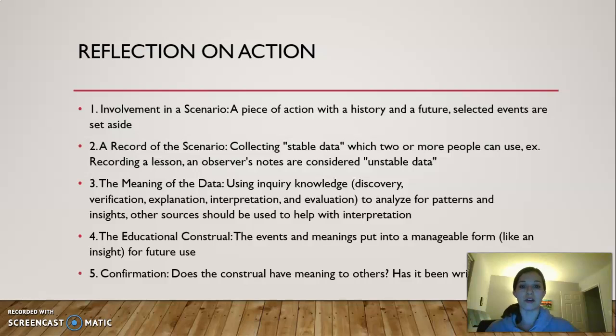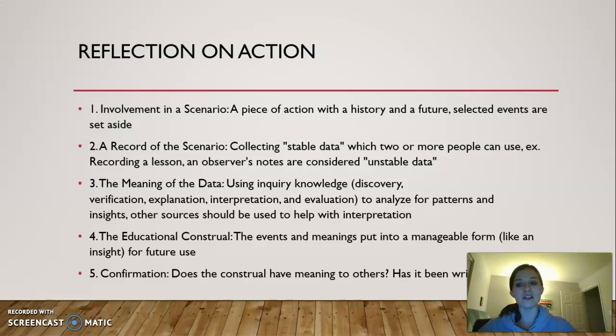So using that inquiry knowledge process that we mentioned earlier, which is discovery, verification, explanation, interpretation, and evaluation, to analyze for patterns and insights. Other sources should be used to help with interpretation. So this is bringing in work of past authors based on educational theories to analyze your own teaching and come up with why your data is resulting in the way that it is.